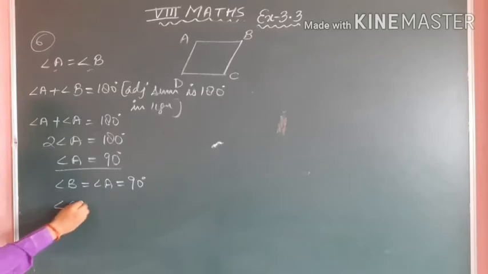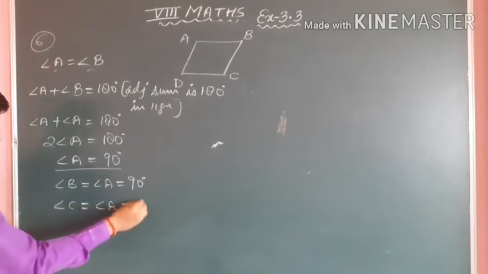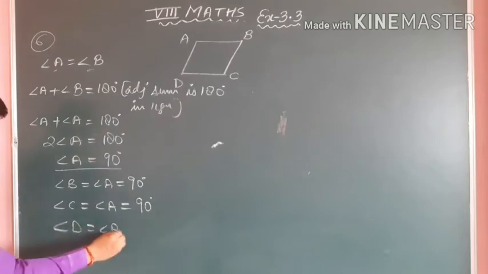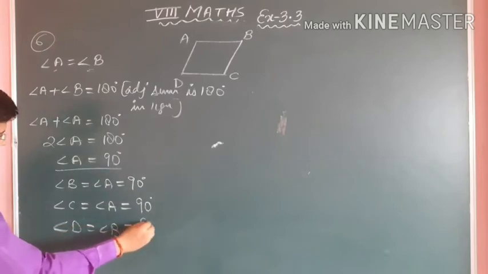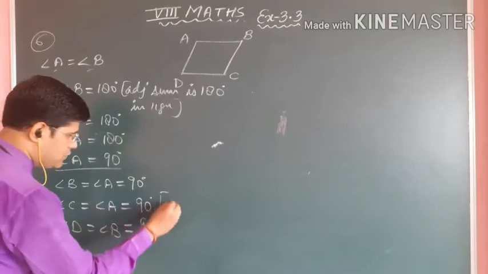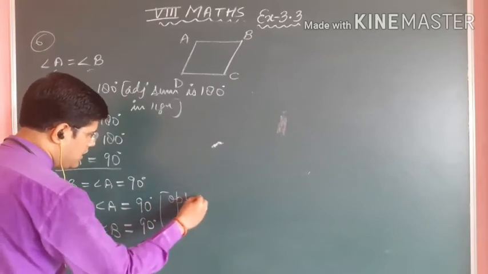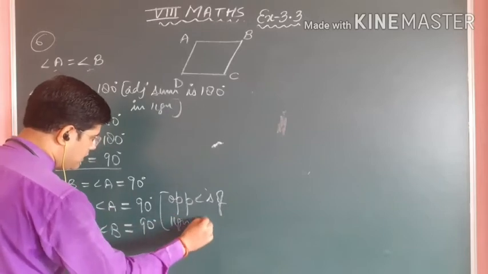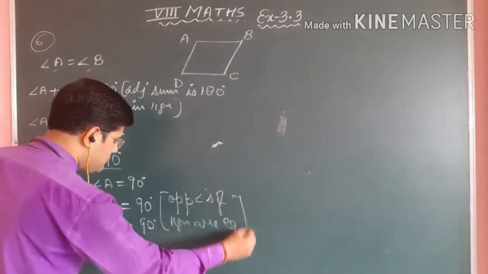Now we want to talk about angle C. Angle C is equal to angle A, which is 90, and angle D is equal to angle B. How? For these two we can write opposite angles of a parallelogram are equal.